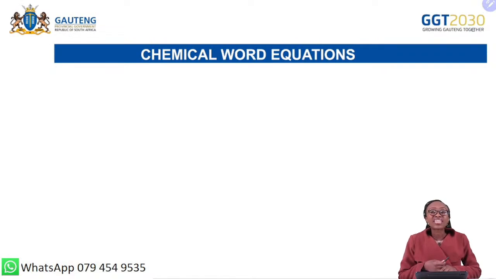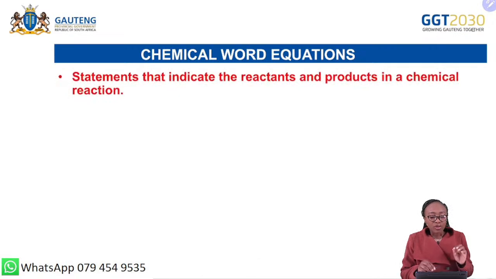So let's talk about chemical word equations. Before we go into chemical word equations, there are three ways in which we can represent chemical equations. We can use word equations, symbolic equations, and pictures. Let's start off with the first one, chemical word equations. These are statements that indicate the reactants and products in a chemical reaction.